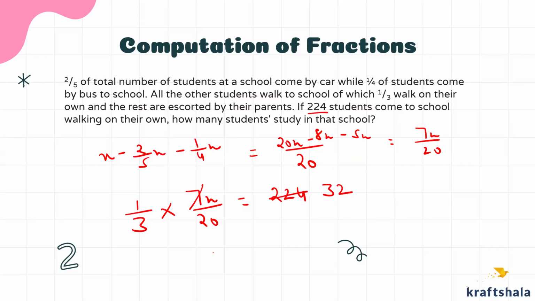7 3s are 21, 7 2s are 14. So 32 3s are 96, and 3 2s are 6, 32 into 6, 1920. So how many students study in that school? That is 1920. So it's just like linear equation. Only why I have kept this topic separately is because in linear equation there was no fraction as such. Here the linear equation has a few fractions. That is why the topic is same. I hope it is clear. Any doubts?